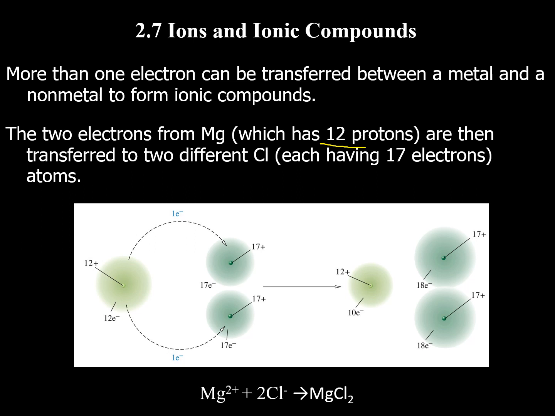When magnesium loses 2 electrons and gives them to the chlorine, it becomes Mg2+, and when chlorine receives 1 electron, it will be Cl-. There's 2 of them. You can see here there's 2 chlorines, 1, 2. Therefore, it will become MgCl2, and we'll talk about that in the next few slides.